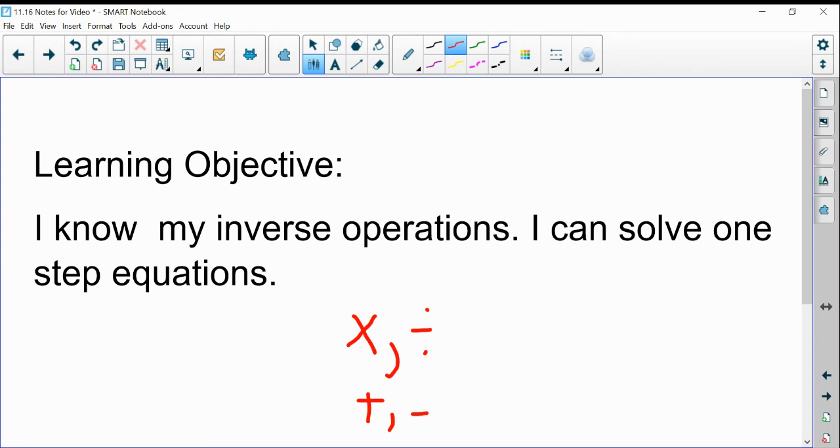We even went this far to do some word problems. We had some fractions. We had some decimals. We had some positives and negatives. We were really, really rocking those one-step equations.